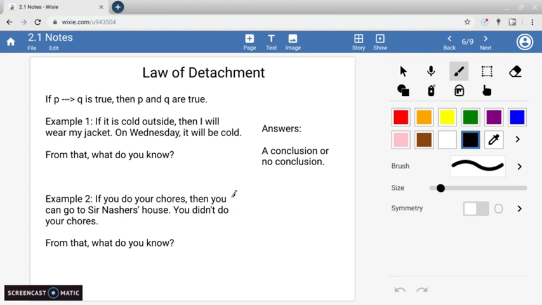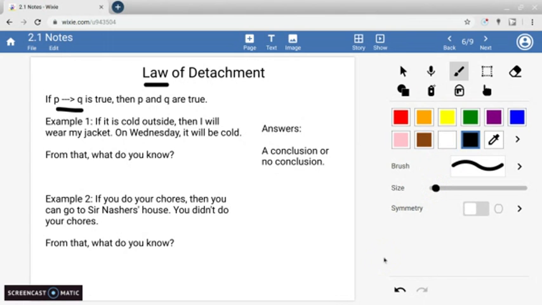Alright, if P to Q is true, then P and Q are true. Basically this just means the conditional, because that's P to Q. So if the conditional is true, then we know that the if statement and the then statement are true. That's all that means. Anytime there's a law, it's saying this is what's going to be true all the time. And it's the postulate, remember that? Okay, so here are 2 examples to show.